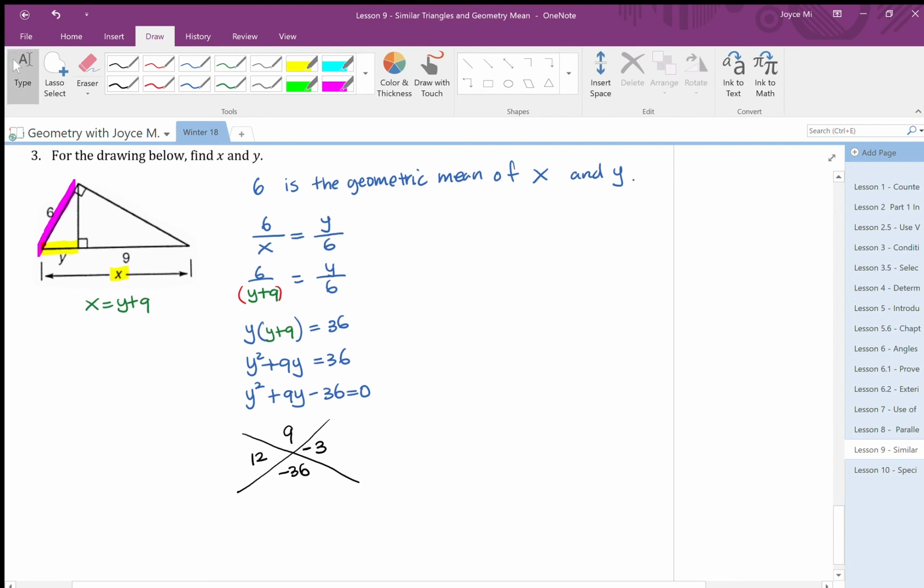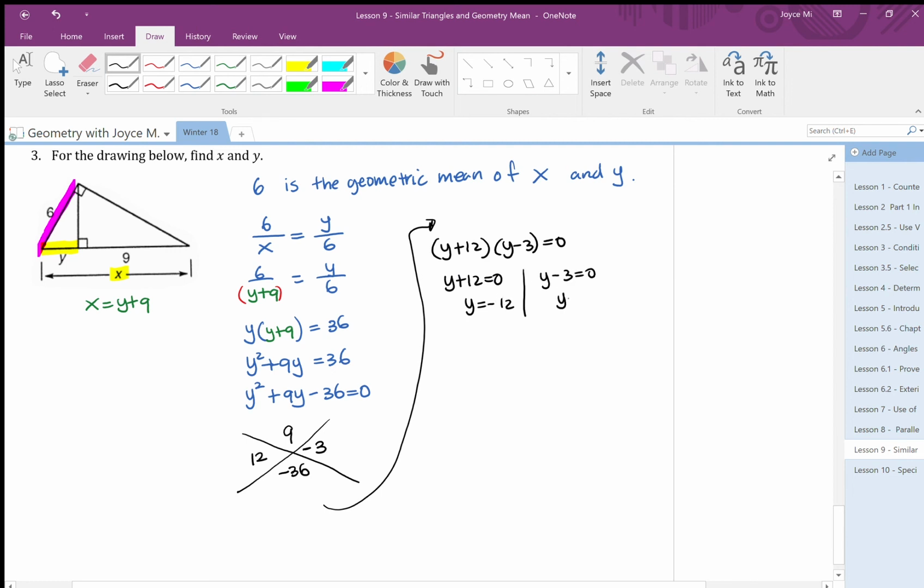So I can rewrite this as y plus 12 times y minus 3 equal to 0. Now set each factor equal to 0 and solve. So y plus 12 equals 0, y equals negative 12. And y minus 3 equals 0, so y equals 3.